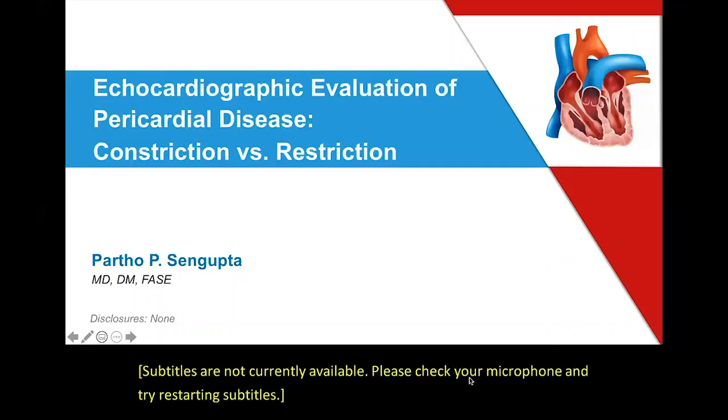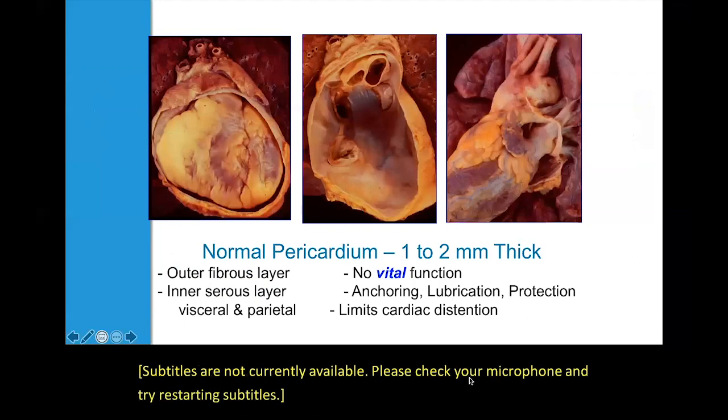Thank you very much. I'm going to go ahead and present my talk on the echocardiographic evaluation of pericardial diseases, and we're going to focus on constrictive pericarditis versus restrictive cardiomyopathy in this particular talk. The normal pericardium is about 1 to 2 millimeter thick.